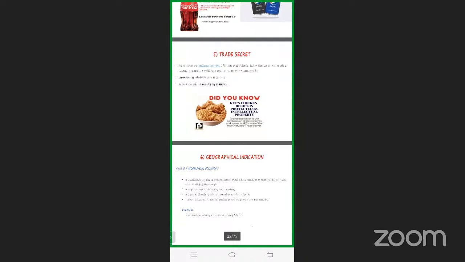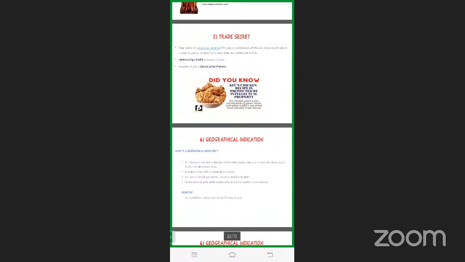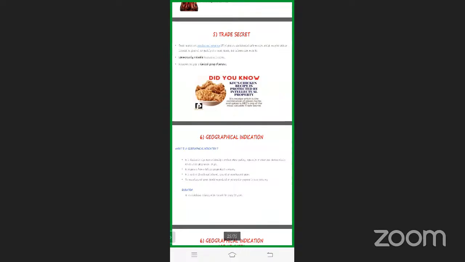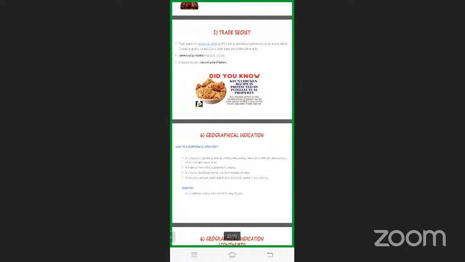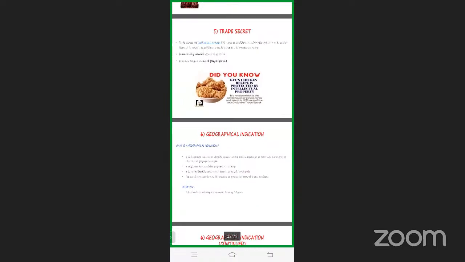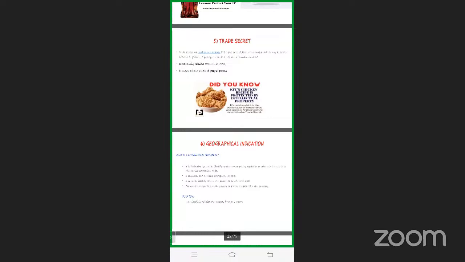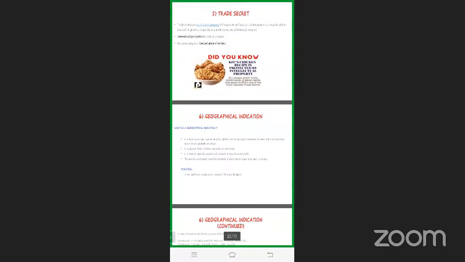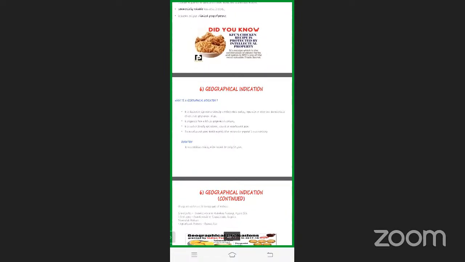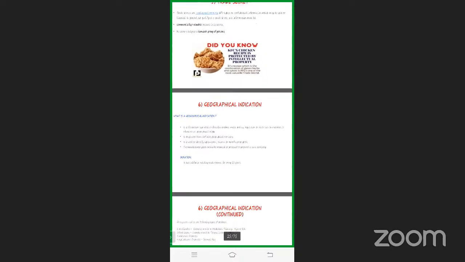The next one is trade secret. A trade secret is confidential information which can be sold or licensed. In general, the trade secret information has to be commercially valuable, because this information is maintained as a secret. A well-known example is the chicken recipe of KFC. It is protected by intellectual property. It's a trade secret because the recipe of the KFC chicken is not known.